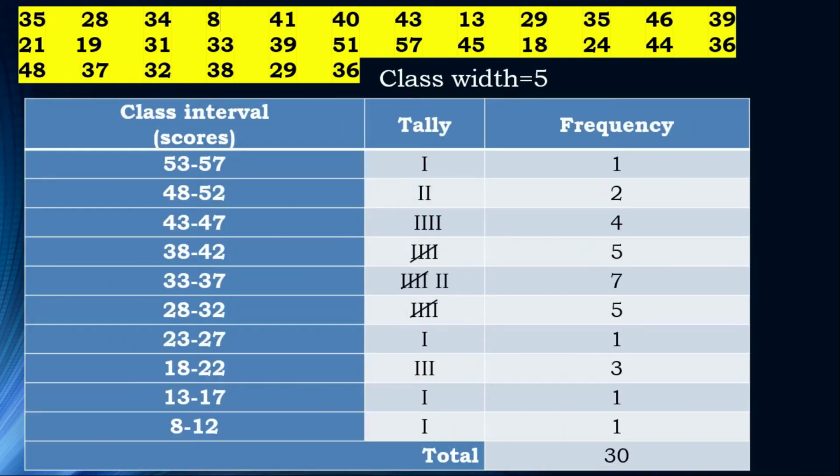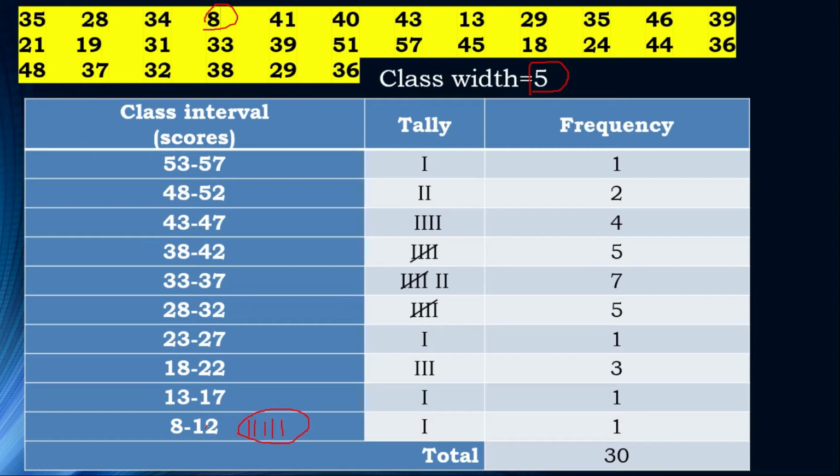So we will make a class interval table. The first column is the class interval or the scores. The second column is the tally. And the third column is the frequency. Okay, so how do we make class intervals? It is very important that we have a class width. Okay? We must have a class width. The first thing you will write is our lowest value, which is 8. Okay? 8 is the lowest, so we start at 8. Let's count it: 8, 9, 10, 11, 12. So 1, 2, 3, 4, 5. That is our class width of 5.